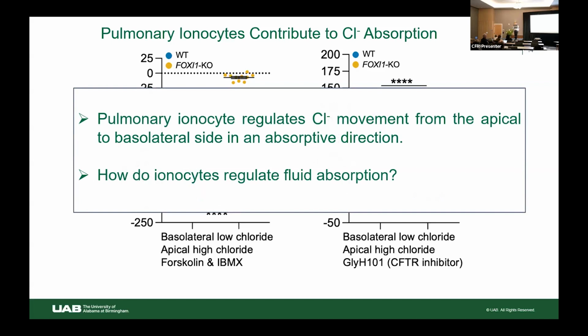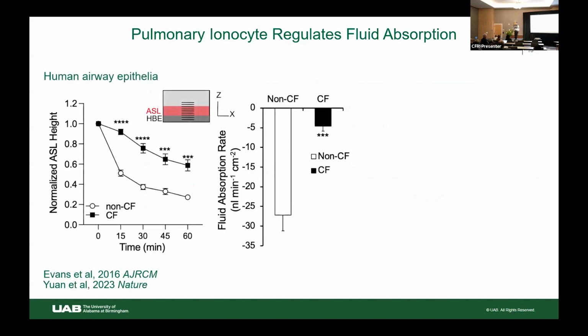So next we are trying to address how ionocytes regulate fluid absorption. So this is a study our group did 7 years ago. The method here is pretty simple. We used a fluorescent dye in the airway surface liquid and used that small volume of fluorescent airway surface liquid to challenge the human bronchial epithelial cells. Then we measured the airway surface liquid height in a time course manner.